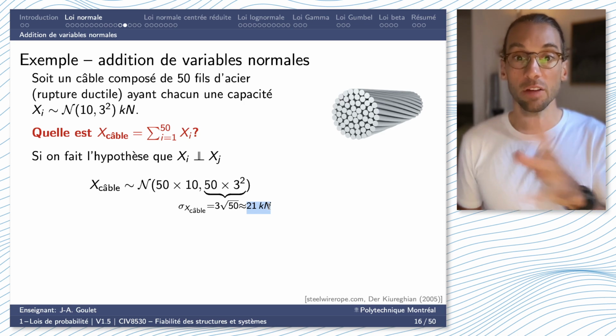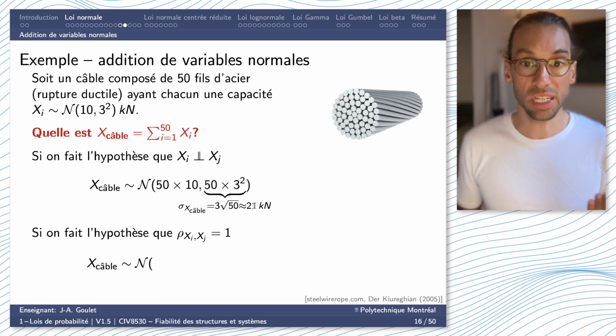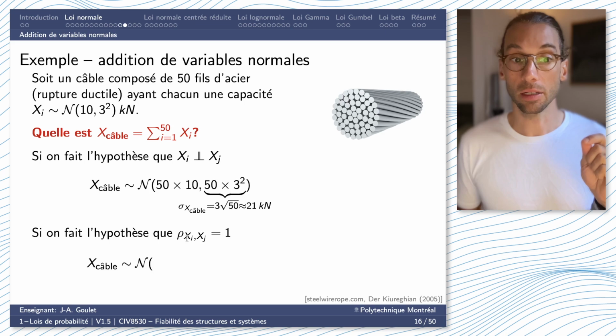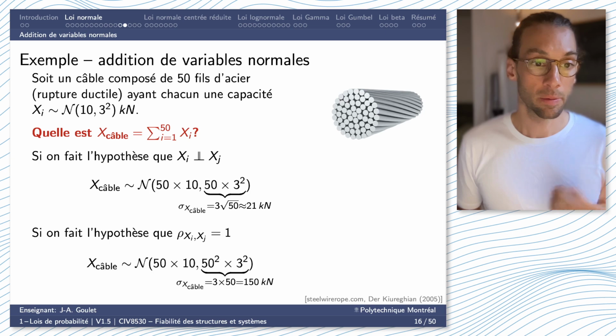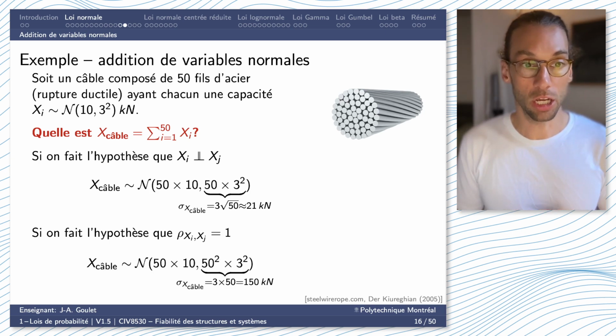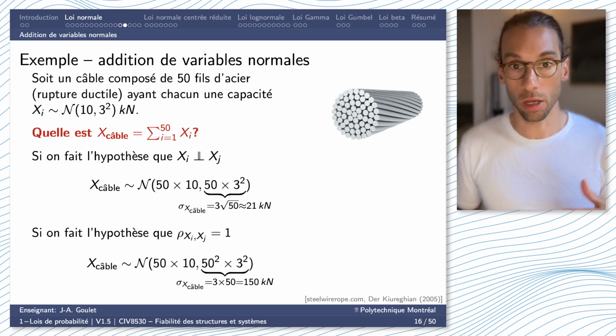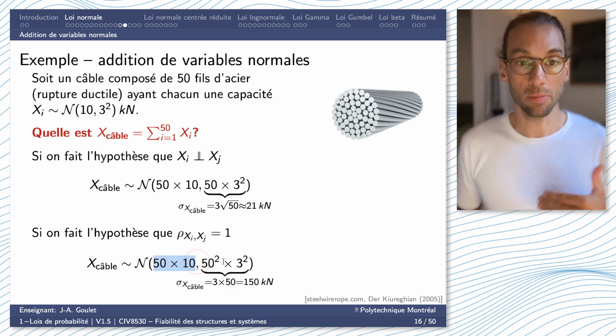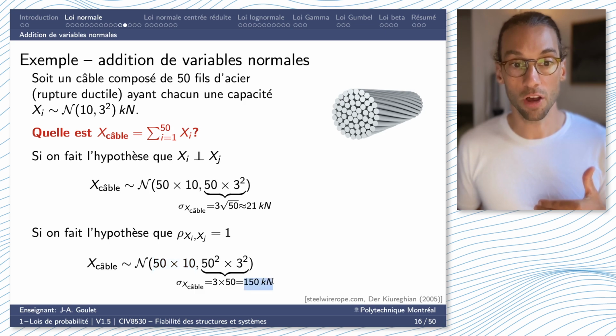If we go to the other end of the spectrum, we assume that the resistance of each wire is fully dependent, so my correlation coefficient would be 1. In that case, I would obtain the parameters for my distribution for the resistance of the cable. For the mean, it's still the same thing, but the variance now is 50 squared times my variance for each wire. That would give me a standard deviation of 150.